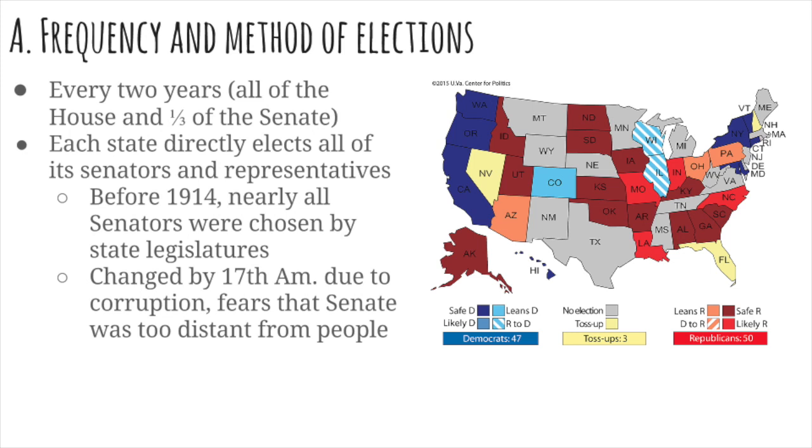Before 1914, nearly all senators were actually chosen by their state legislatures, which was a significant difference from how we do it today. It was changed by the 17th Amendment because people feared that state legislatures were being corrupted and senators were being corrupted, and there wasn't enough of a direct voice from the people in how their Senate was chosen. So for about 100 years now, all of your legislature has been directly chosen by the people. That graphic there shows the 2016 senators who are up for election. And you can see that Missouri has a likely Republican seat in the Senate that's up for election in 2016.